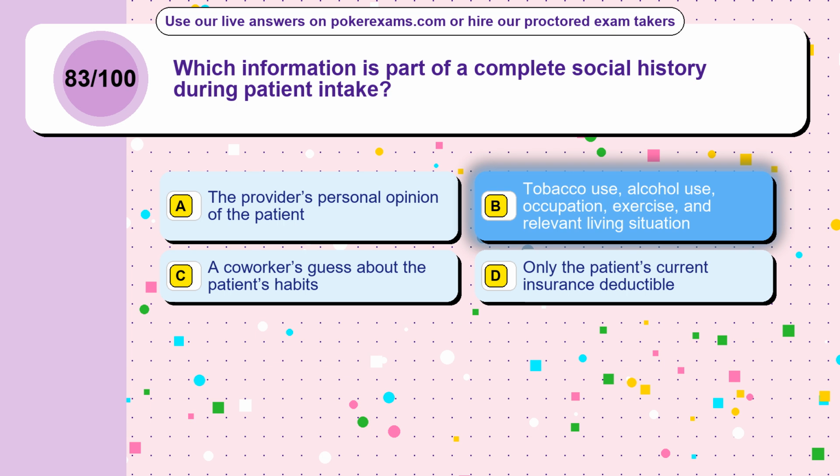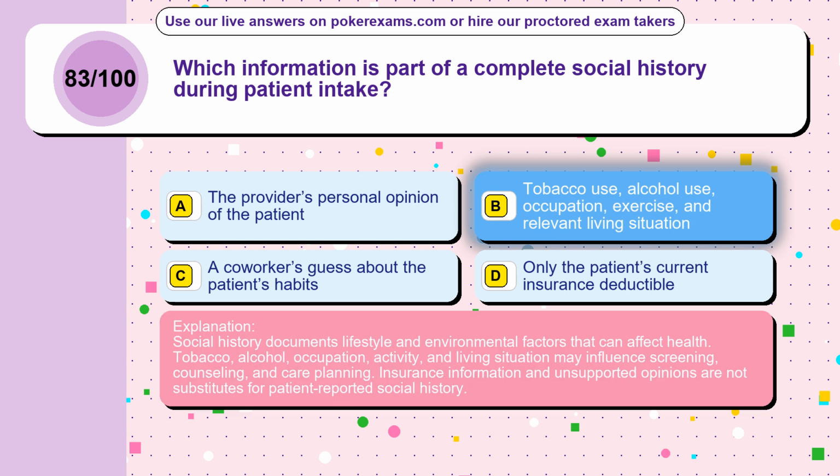Tobacco use, alcohol use, occupation, exercise, and relevant living situation. Social history documents lifestyle and environmental factors that can affect health. Tobacco, alcohol, occupation, activity, and living situation may influence screening, counseling, and care planning. Insurance information and unsupported opinions are not substitutes for patient-reported social history.